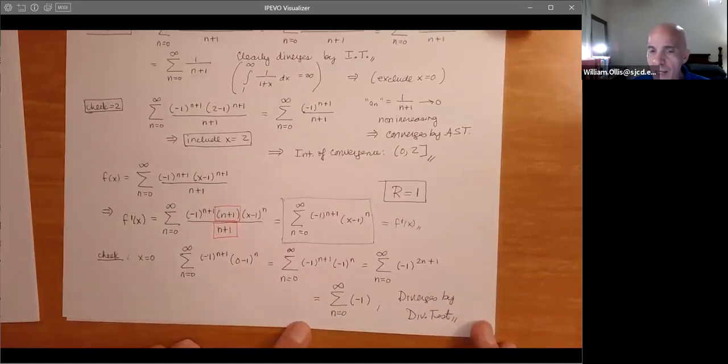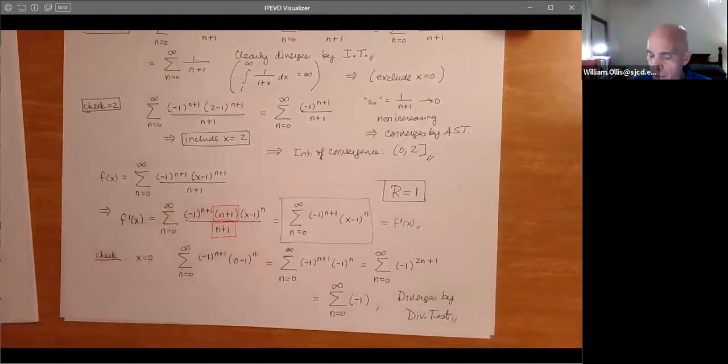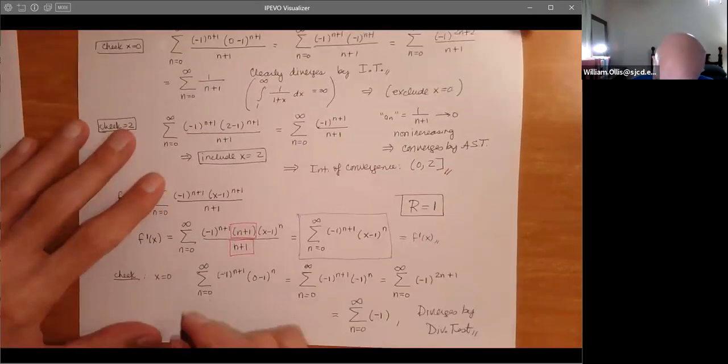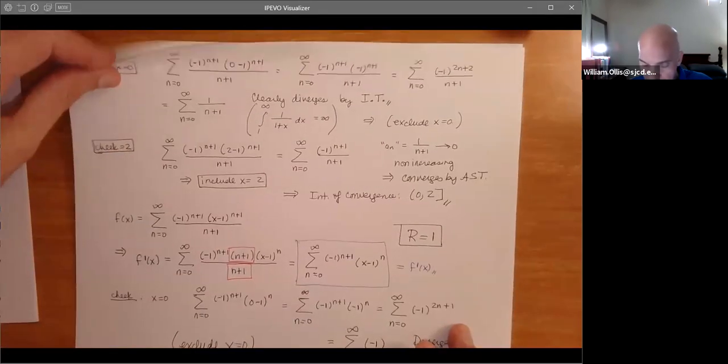So we like series like that. There's no work. We don't have to work to do them. I mean, these are the easiest ones. So let's check the other endpoint. So this means exclude x equals 0. So let's check 2.